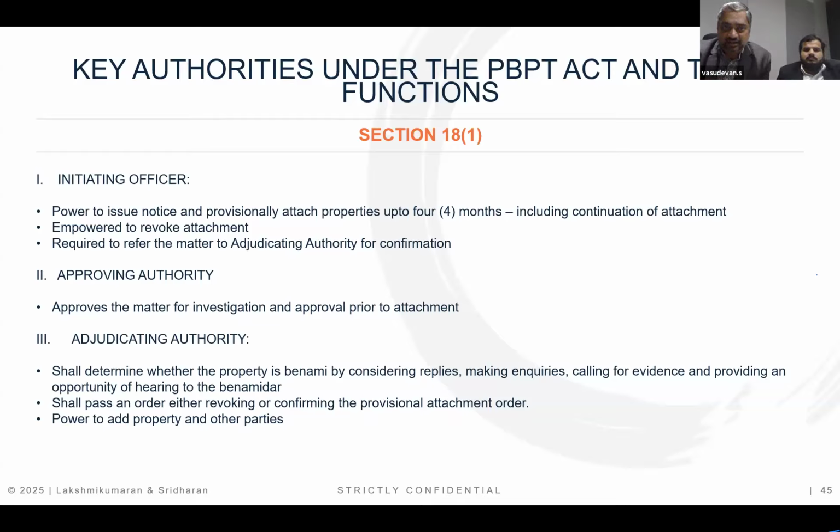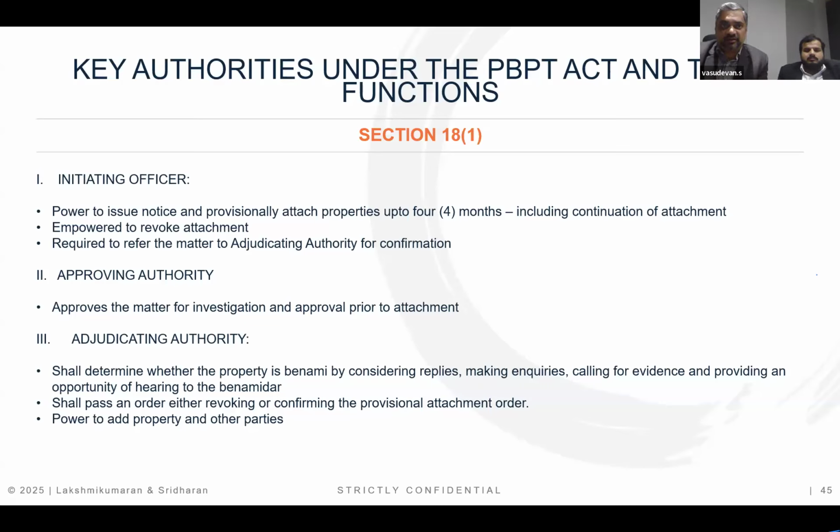These actions of the initiating officer are approved by a senior officer who is called the approving authority. And then there is a separate adjudicating authority, which currently functions in some of the major cities, including Delhi, Bombay, Calcutta, etc. This adjudicating authority is supposed to be a neutral adjudicator where the case is referred, and they issue notice to the alleged Benamidar and beneficial owner. They hear both the sides and then finally adjudicate the matter.